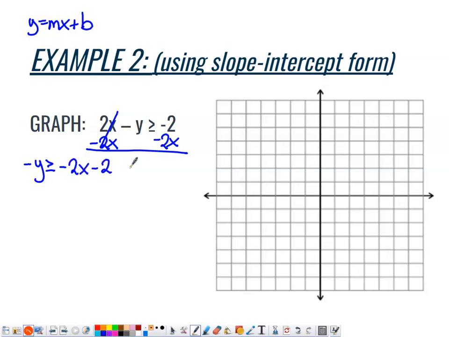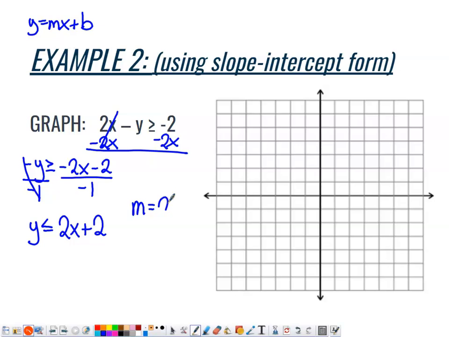Okay? So I have this negative 1 out front. We need to divide by negative 1. Okay, so I'm left with positive y. And since I divided by a negative, this inequality has to flip. So we have y is less than or equal to, and then these signs, if I divide by a negative number, they just become the opposite. Because negative 2 divided by negative 1 is a positive 2x. And then negative 2, same thing, we have positive 2. Okay, so now I know my slope and I know my y-intercept.